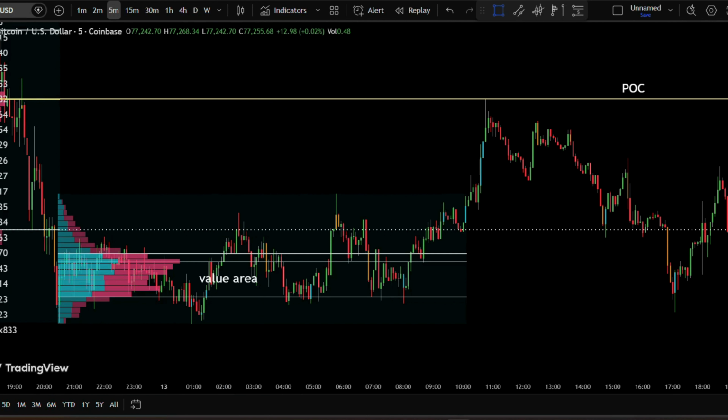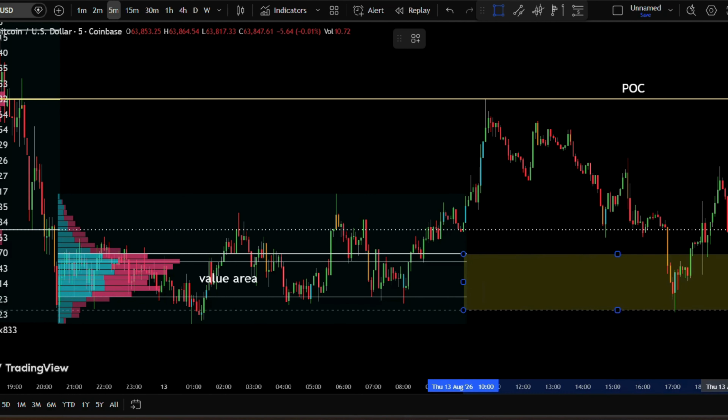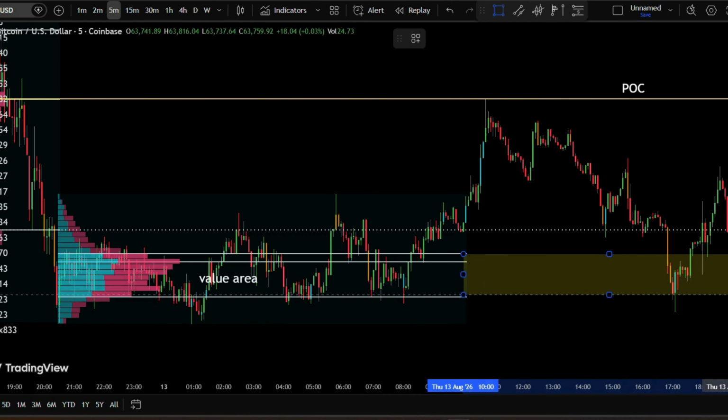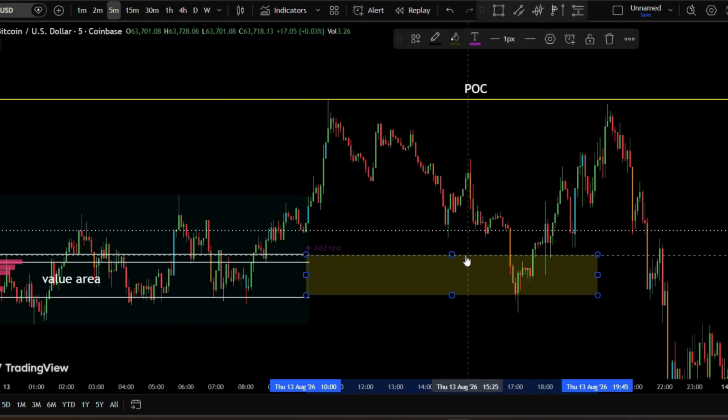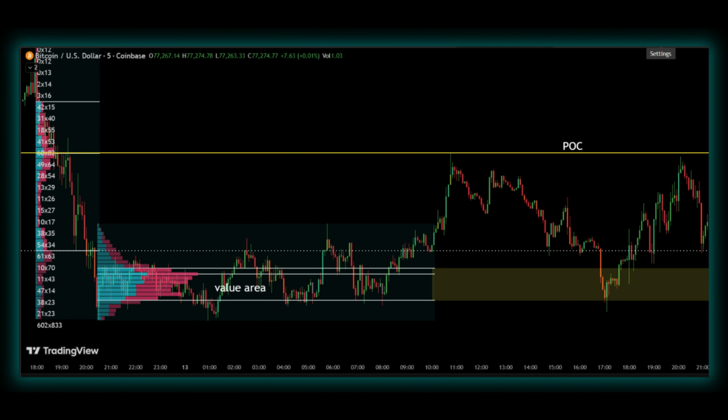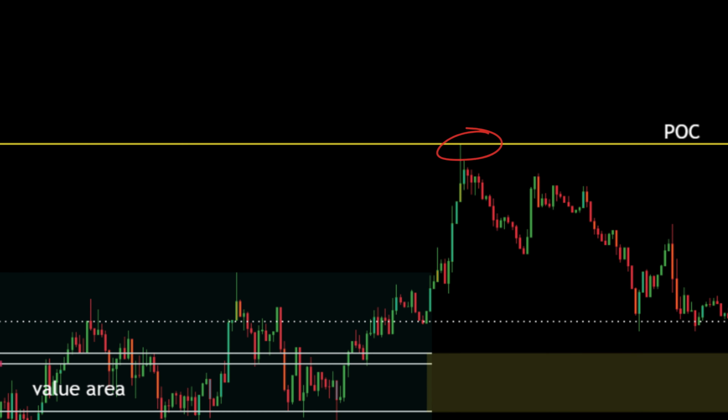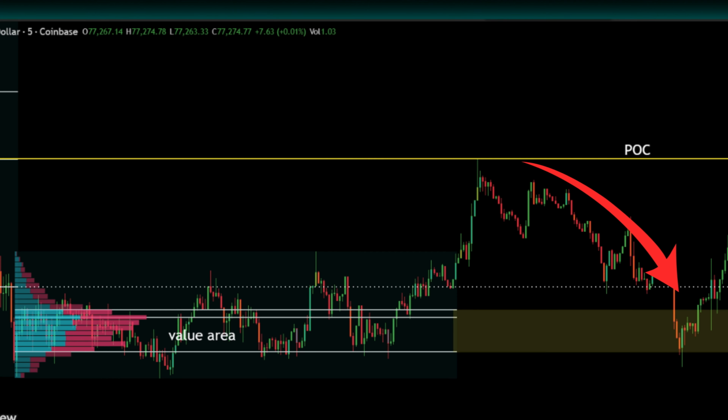But here is the golden rule of volume trading. When price leaves a consolidation zone, you do not delete that profile. You extend its value area forward in time. That is your historical demand zone. Later in the day, the price rallies up, hits our POC resistance, and aggressively crashes back down.